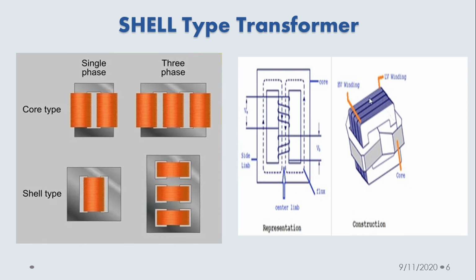Here you can see the construction of the shell type transformer, where the HV winding is here. Alternate HV and LV windings are arranged in the shell type transformer. This is the HV winding, after that the LV winding, after that the HV winding, after that the LV winding. This is the core. The blue color lines show the windings which are wound on the core of the transformer. This is the construction of the shell type transformer.